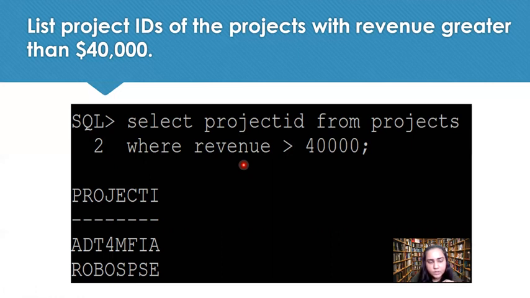To select only certain columns, you can specify the names of those columns right here after the select keyword. But if you want to limit the number of rows based on a condition, then you need to specify that right here after the where keyword. So these are the IDs that I'm getting, and they are ADT4MFIA and RoboSPSC. Let's go ahead and check if these are correct or not.